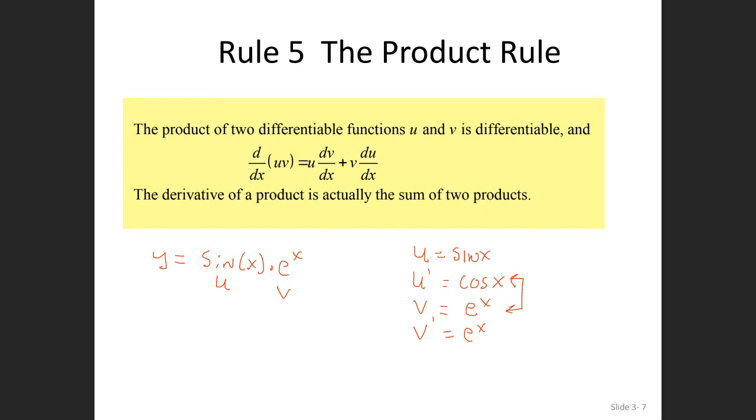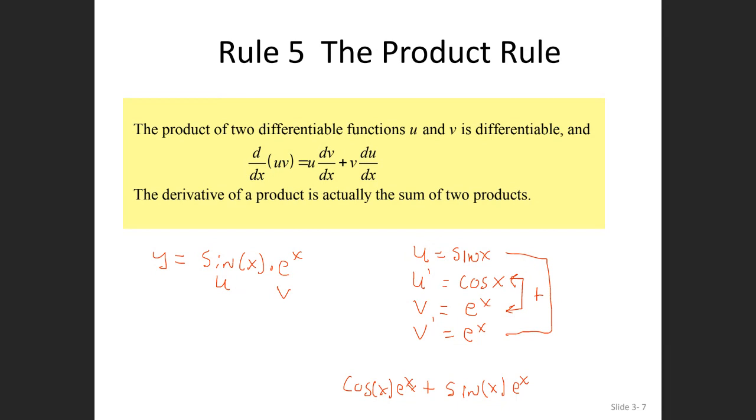Okay, so my answer is going to be cosine of x times e to the x, plus, and then you add the outer terms together. So that would be sine of x, e to the x. And that is the derivative for that function. It's kind of a crazy one, isn't it? I mean, it's like, whoa.